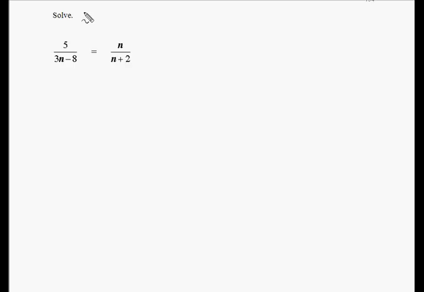Let's solve another rational equation. This is actually called a proportion, when you have a fraction equal to a fraction. But the approach we use to solve this is the same as any other approach that has fractions in your equation. We use the LCM.